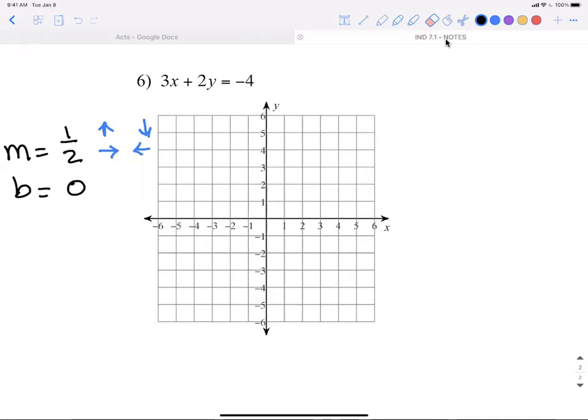Now, we did learn last week in indicator 5 that you can cover the X and get the y-intercept. You can cover the Y and you can get the x-intercept. But if we cover the 2y, we end up with what as our x-intercept? Lainey? If we divided both sides by 3, we'd end up with -4/3. You're not going to be able to graph an intercept that is a fraction.